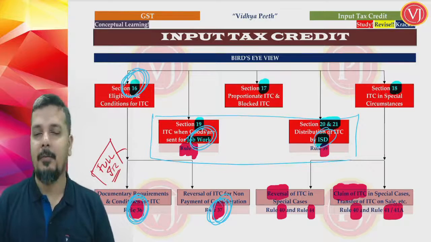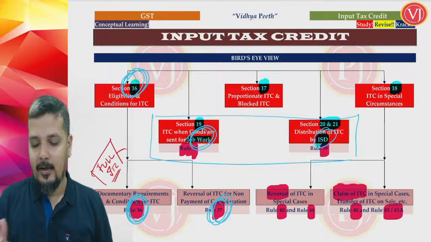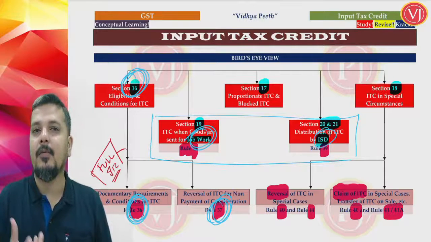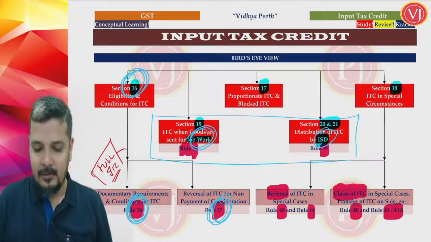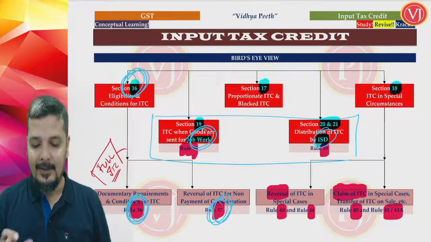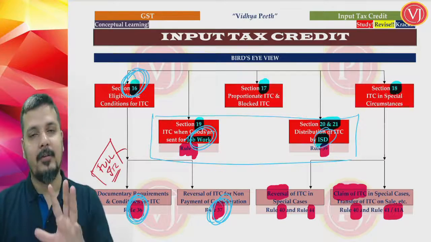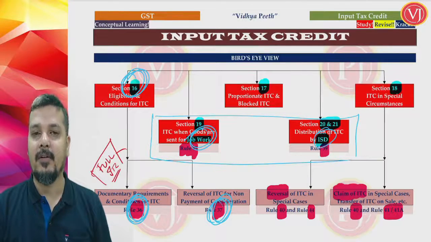Even a service provider, it may not be relevant to a service provider who's not giving anything on job work. Right, 2021 may not be related to a person who's not having multiple registration. So this will impact only certain class of persons. That is discussed in your section 19, 20 and section 21. So this is the overall bird's eye view of what we are going to discuss in this ITC chapter.